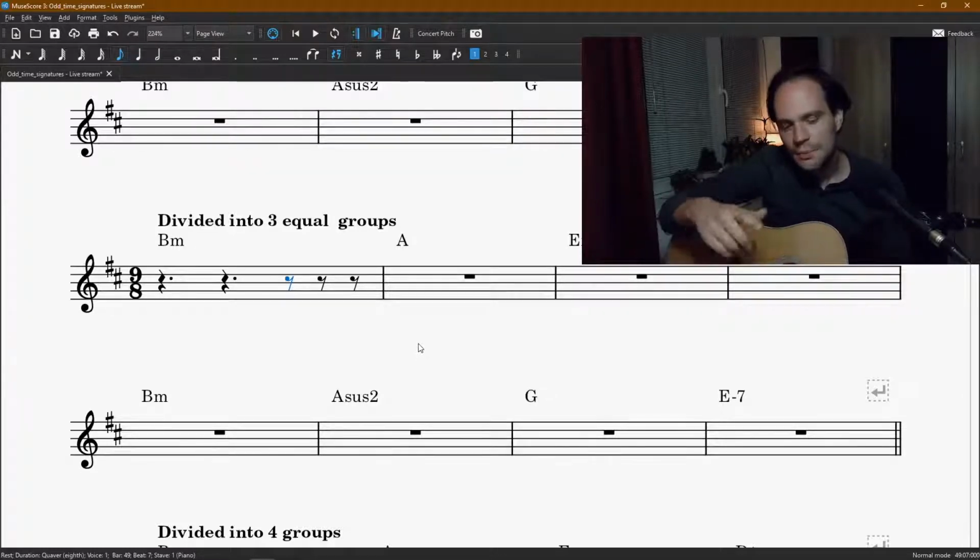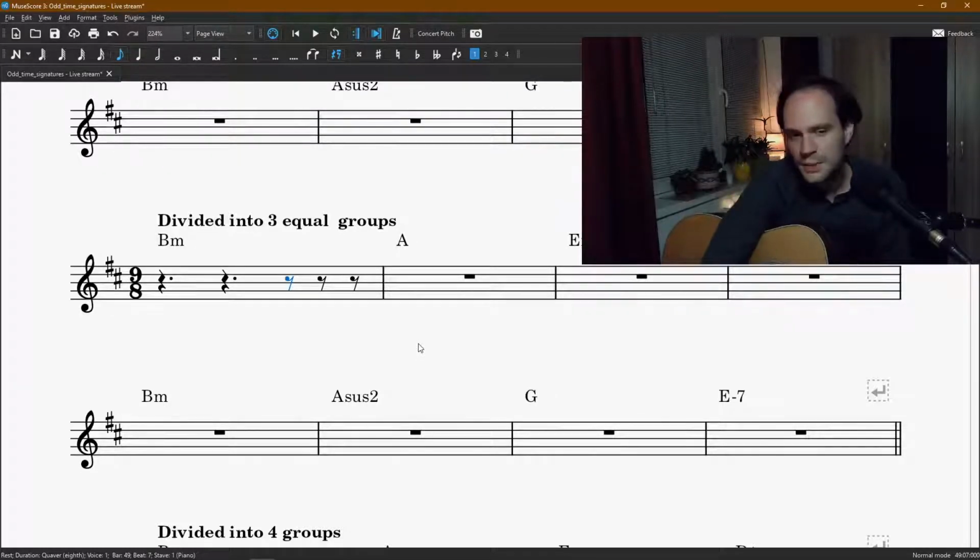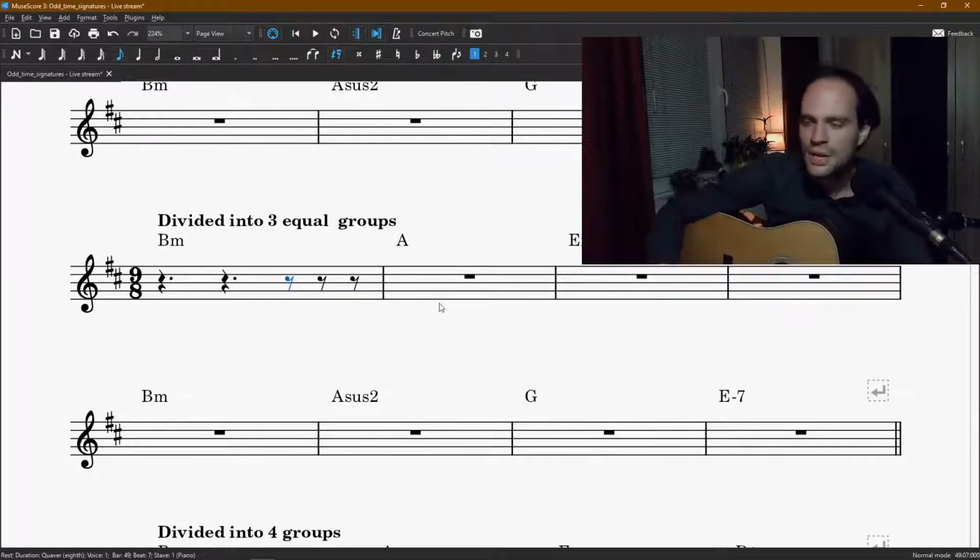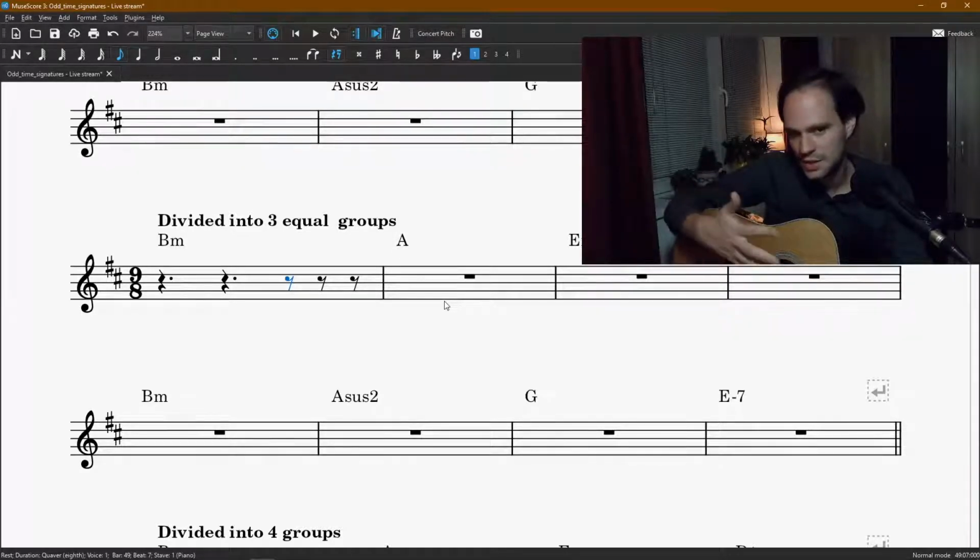Maybe I'm getting too advanced when I say this, but 9/8 you can also approach it as being 3/4, but you play every quarter note in triplets. So then you have 1, 2, 3, 2, 2. So actually, that's quite the same. So that's why 9/8 is a bit of an oddball.